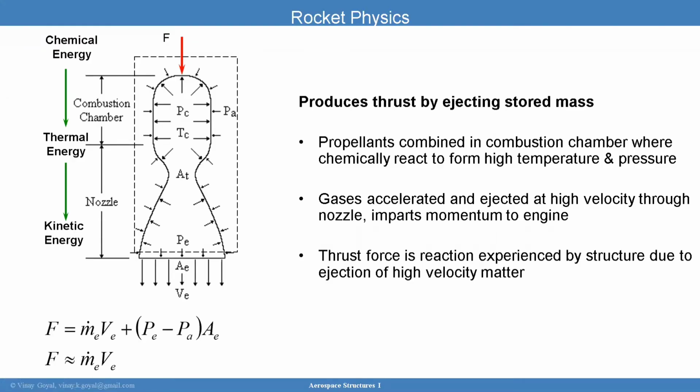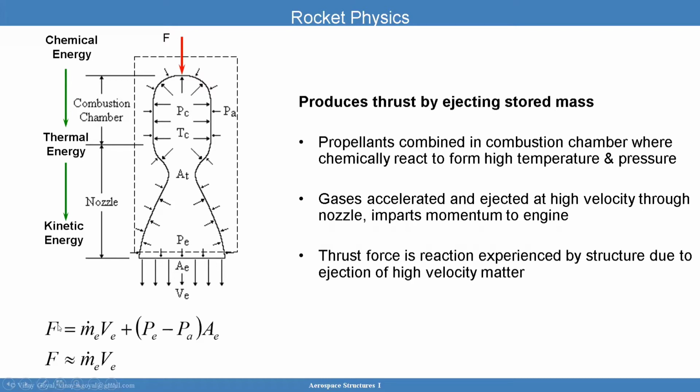So I have the rocket physics. Here you have the pressure in the chamber, the temperature, and then the atmospheric pressure. This section here is called the combustion chamber. Here you have chemical energy that turns into thermal energy, that turns into kinetic energy. The nozzle expands, so here you have the throat, and then here the pressure drops. And you have the cross-sectional area A here, and in essence, the velocity of the mass expelled.